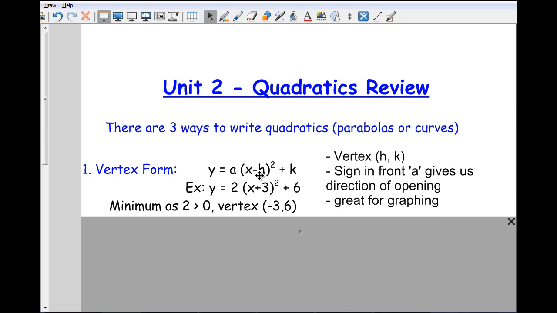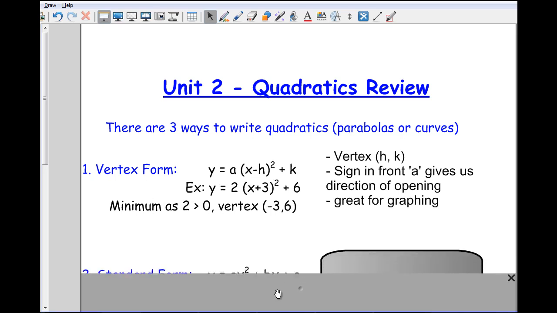Here our h value, there's a plus 3 here, and it needs to have a minus sign. So really the double minus sign would make a plus, which means it's minus 3 for h. And then the k value is 6, plus k, plus 6. So the vertex is (h, k). The a out front gives us the direction of opening. Vertex form is great for graphing.